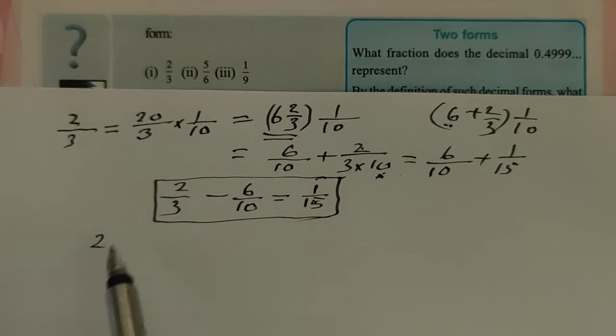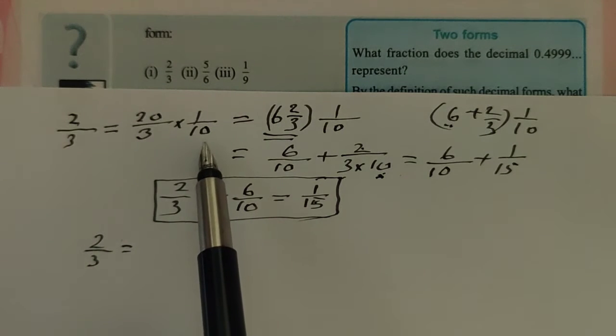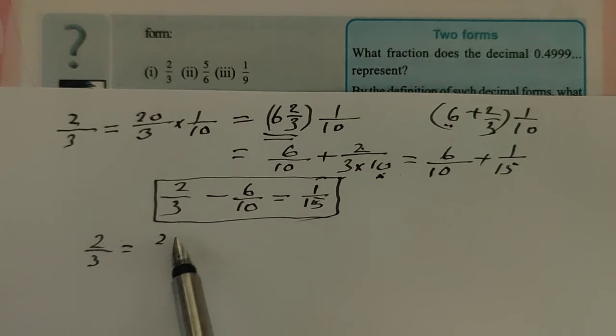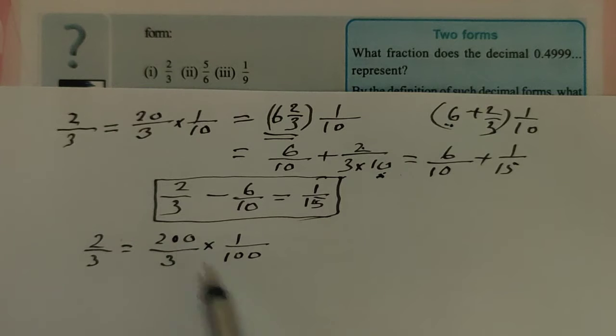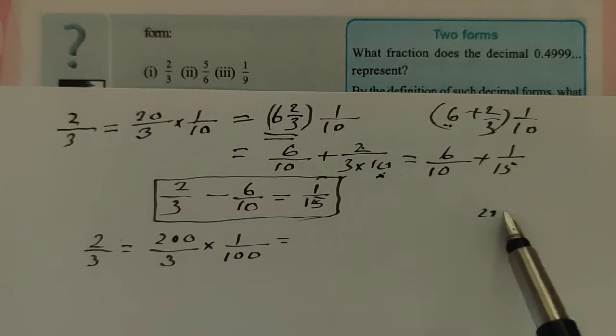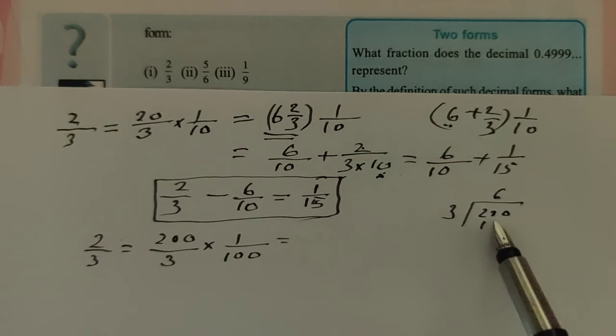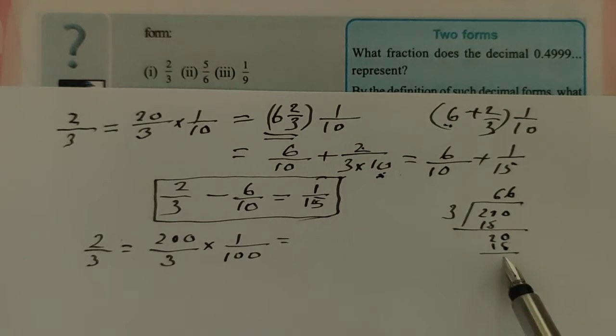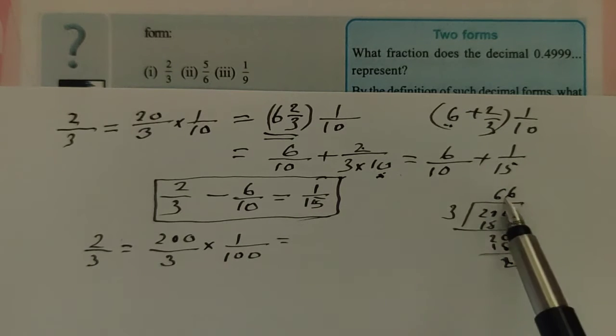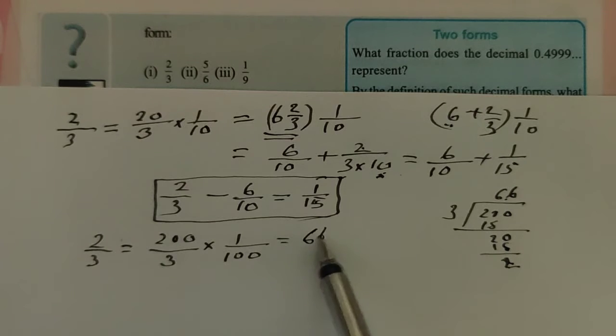And now you want to find 2 by 3, where we want to change the denominator as 100. Then here 200 by 3 into 1 by 100. 200 by 3 division: 6 3s are 18 and remainder 2. And again 20, 6 3s are 18, remainder 2. Then 66 2 by 3. And this fraction is 66 2 by 3.